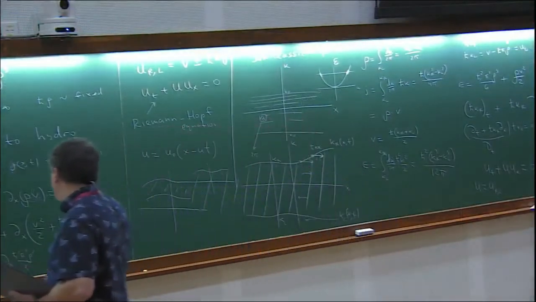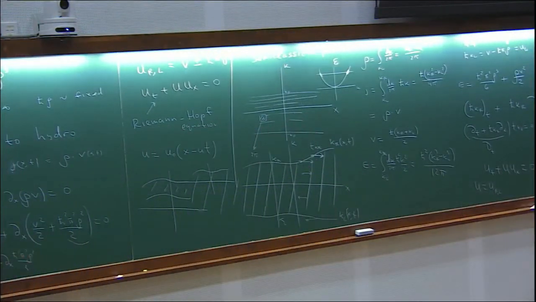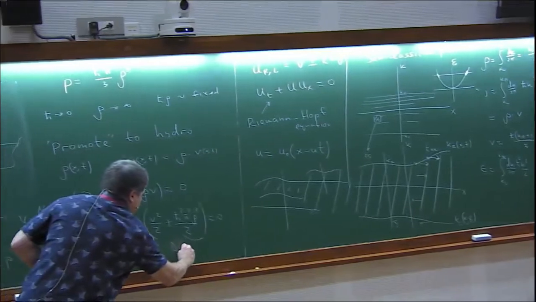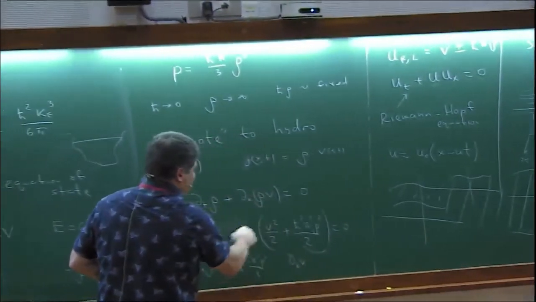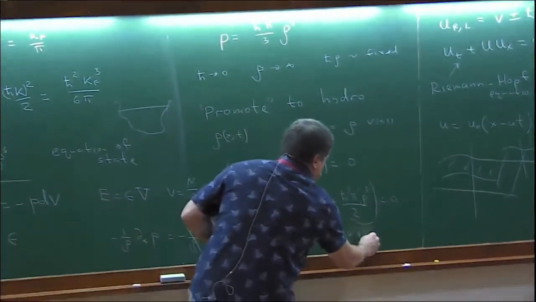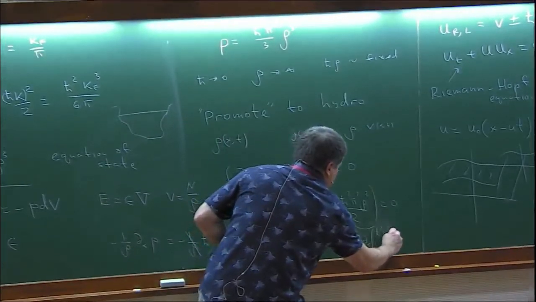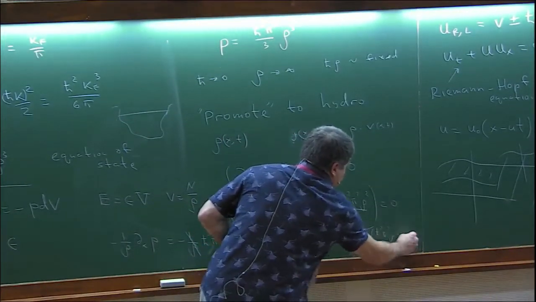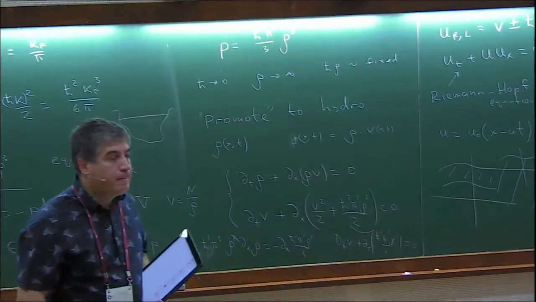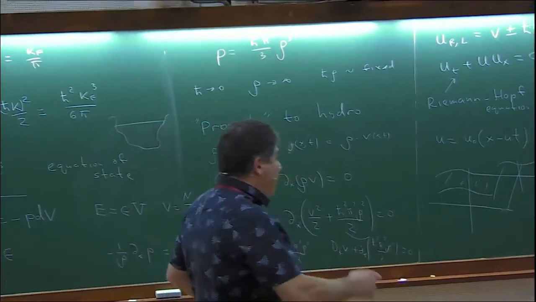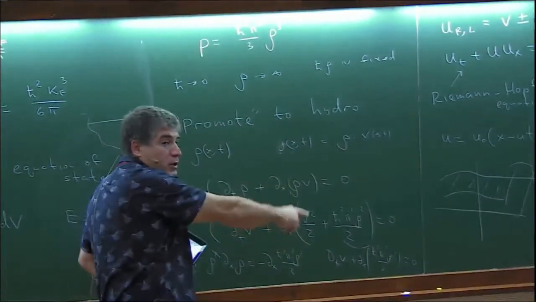True. This is for this one, right? So this can be written as dtv, which is the first two terms, plus dx of h squared, pi squared, rho squared over 2 equals 0. Yes? I am doing the same thing because those are these equations.